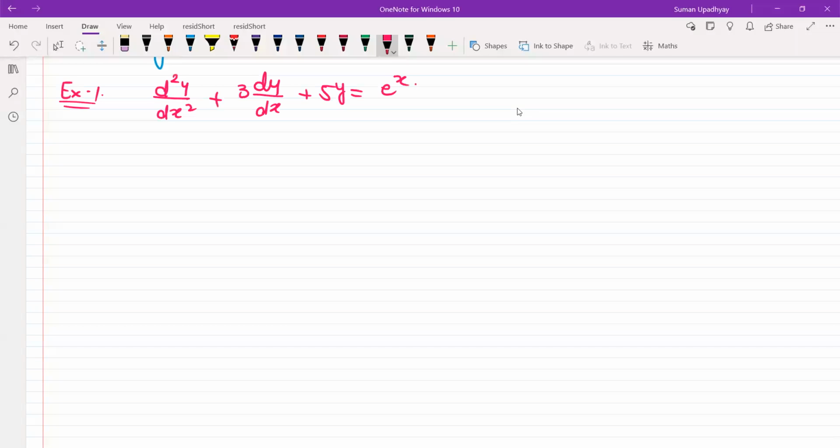Yes, ma'am, there is 3. What are the order and degree of this? The maximum order is 2 and the degree is 1. तो आप देख सकते हैं कि सारे डेरिवेटिव का पावर कितना है? 1 है. तो yes, it is a linear differential equation. और coefficients क्या है इसके? 1, 3 and 5. Okay. So yes, this was an example of a linear differential equation with constant coefficients.